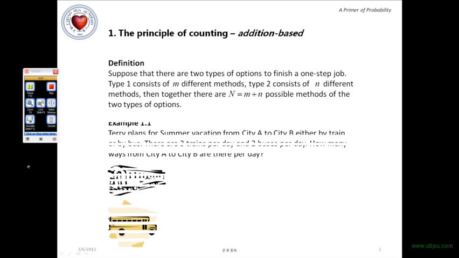elicits the definition of the addition-based principle of counting. Suppose that there are 2 types of options to finish a one-step job. Type 1 consists of m different methods. Type 2 consists of n different methods. Then together there are m plus n possible methods of the two types of options.